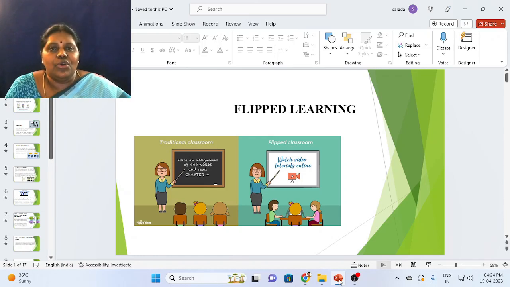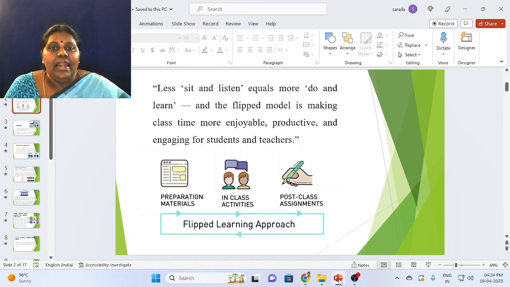Today in this class we are going to see about the topic flipped learning. Less sit and listen equals do and learn, and the flipped model is making class time more enjoyable, productive and engaging for students and teachers.